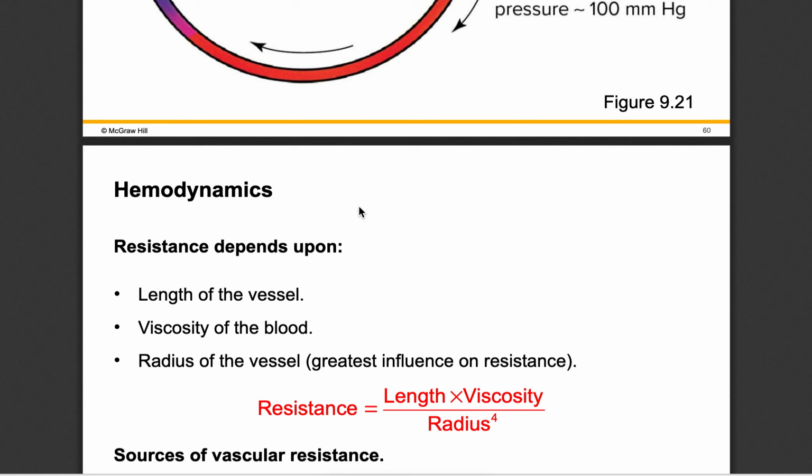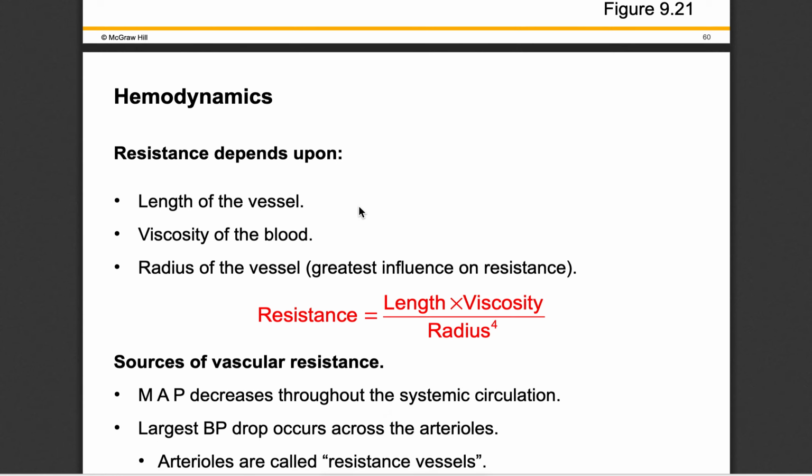And that's why that's important, because resistance, there's a lot of things that can change this. So the length of the vessel can change resistance. The viscosity of the blood, how thick the blood is, can change the resistance, but also the radius of the vessel. And this probably has the greatest influence. So how big are arteries? The bigger arteries are, the easier it is for liquid to move through them. The smaller they are, the harder it is to move through them.